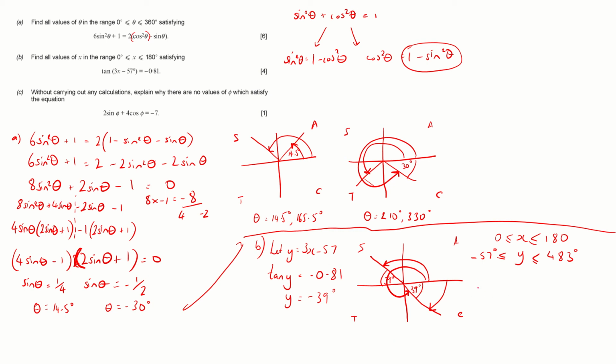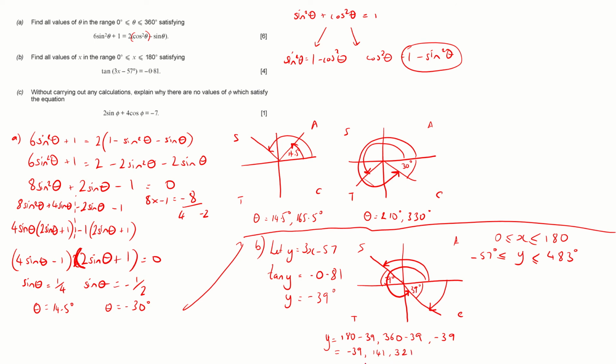So just to clarify, for my y answers, I would have, first of all, this one here, which is 180 take away 39. I would have that one there, which is 360 take away 39. But also I'd have this negative one here, which is negative 39. So in numerical order, I'll put the minus 39 first. Then I would have 141, and then I would have 321.